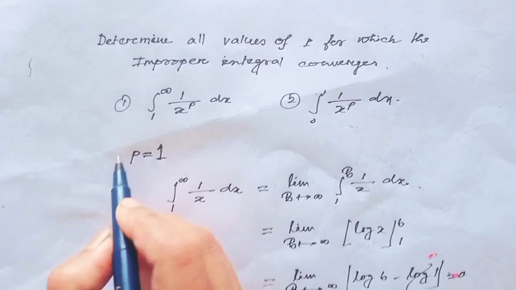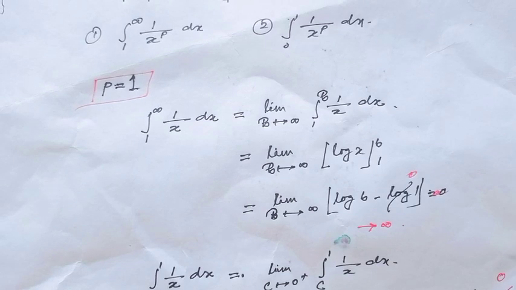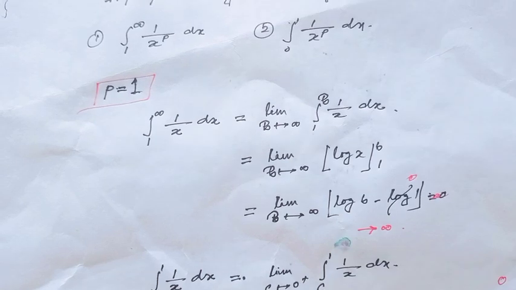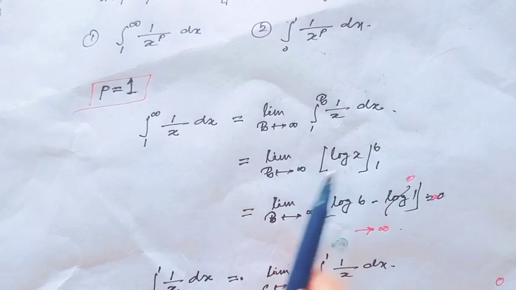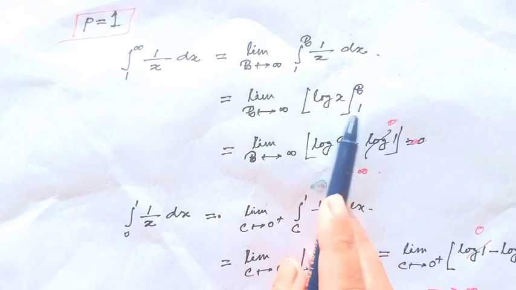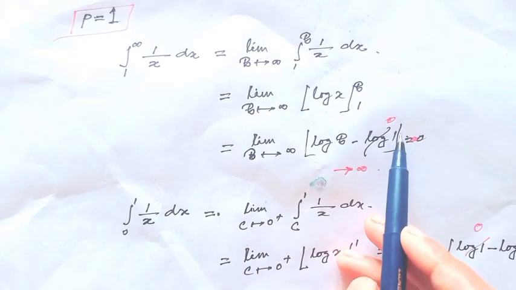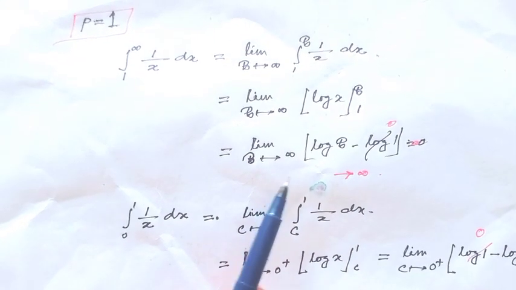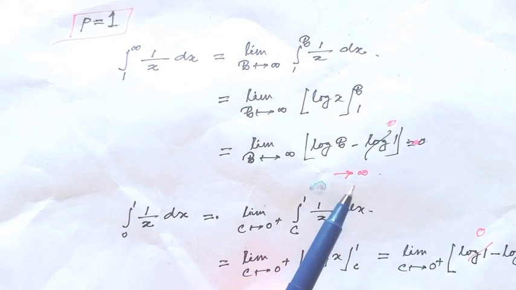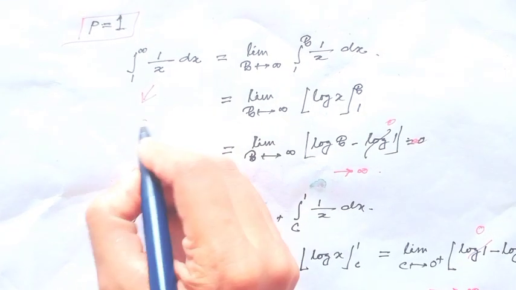At first consider p equal to 1. For p equal to 1, integration 1 to infinity 1 over x dx equals limit b tends to infinity integration 1 to b 1 over x dx. This is equal to log x from 1 to b, and after evaluating this value it would be log b minus log 1. We all know log 1 is 0, and when b goes to infinity, then log b obviously goes to infinity. So this integral diverges.